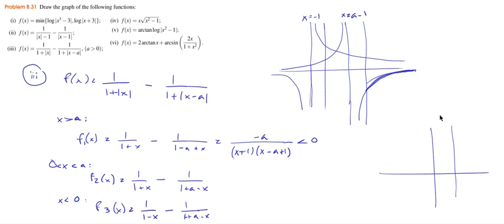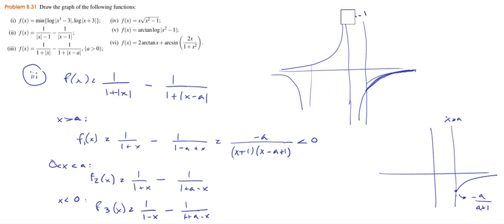This is x equals a, so we're going to have something like this, starting here, like this, okay? And then if x equals a, then this is a plus 1, so this is minus a divided by a plus 1. Okay. Good. Now let's go for the second function.